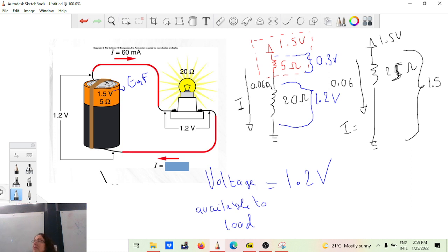You see? And what's happening? How does a battery get bad? It's because as they get older, the resistance here increases with age. It's like wrinkles. You get older, you have more and more wrinkles.